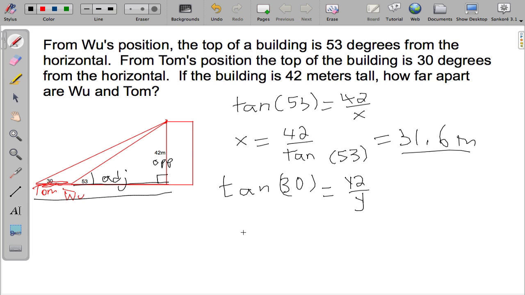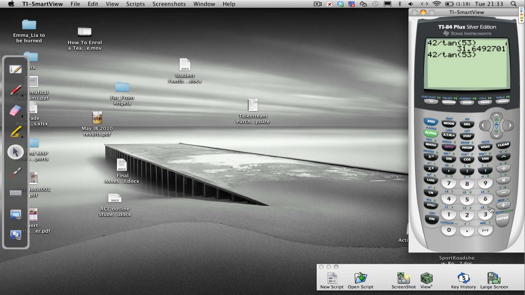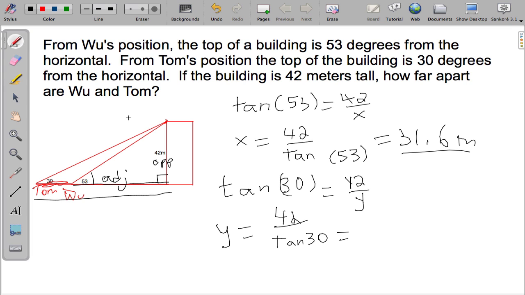Okay? So again, using our algebra, 42, the opposite, divided by tangent of 30 is going to give the whole distance from Tom to the building. Okay, so in this case, we're going to use tangent of 30. Okay, so that's 72.7. Okay, 72.7.